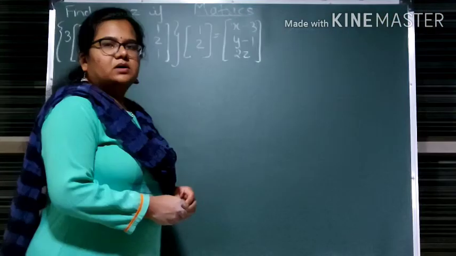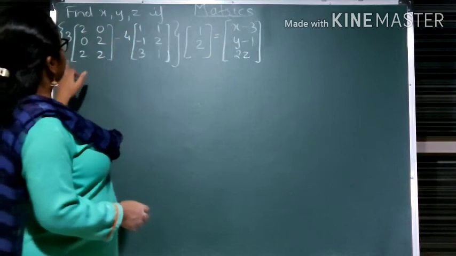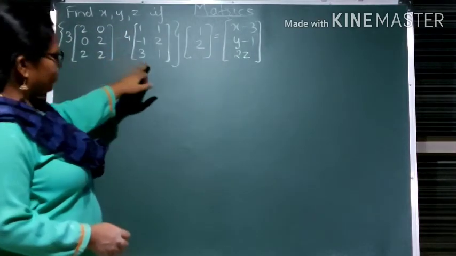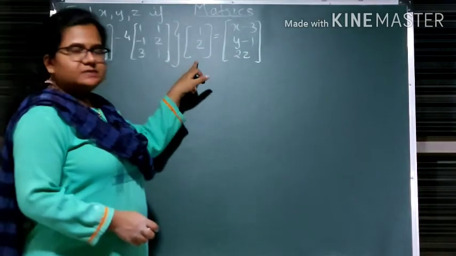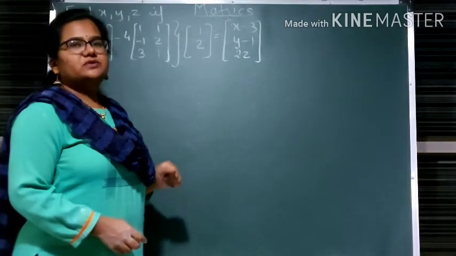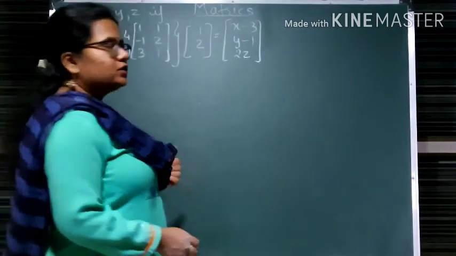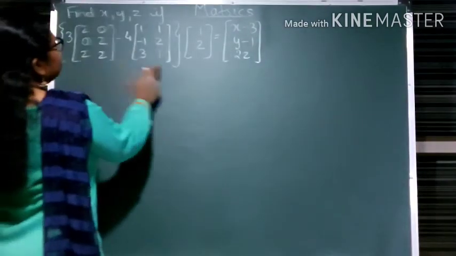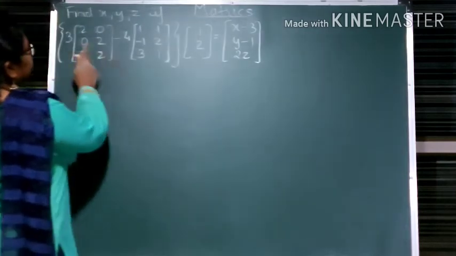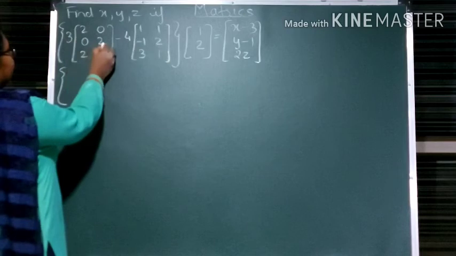Okay? Now next example. Find x, y, z if 3 into this matrix minus 4 into this matrix into this matrix is equal to x minus 3, y minus 1 and 2z. So as we solved the previous example, same procedure we will follow here. First we will solve the bracket. Inside the bracket we see the scalar multiplication. So first we will do the scalar multiplication.